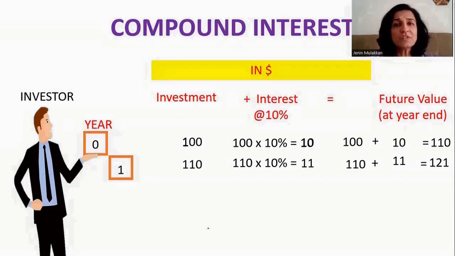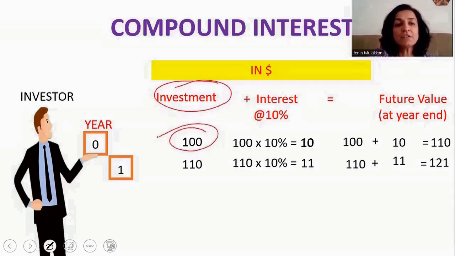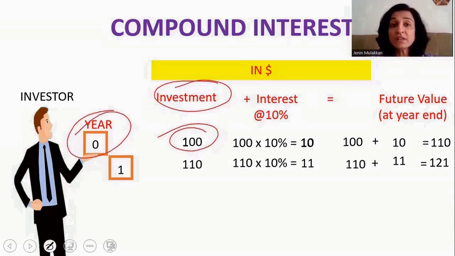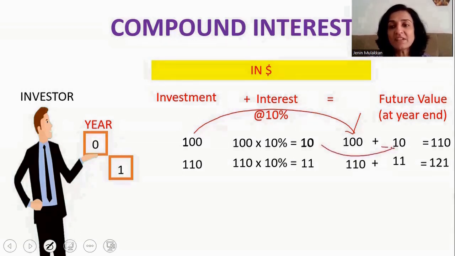So how is the compound interest calculated here? You have started off with an investment of $100 in year 0. Year 0 means now. And you are getting interest at the rate of 10%. So $100, which is your investment amount, multiplied by 10%, you get an interest of $10. So at the end of the year, you are left with an investment of $100, that's your principal or the initial investment, plus the interest of 10, giving a total amount of $110.